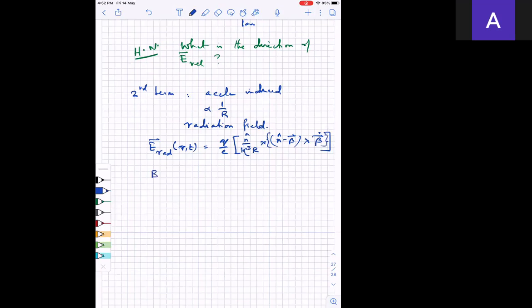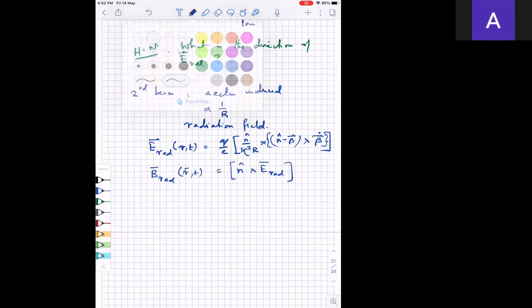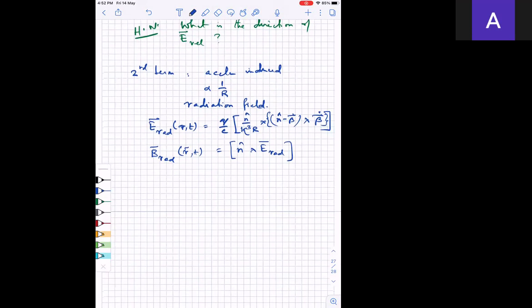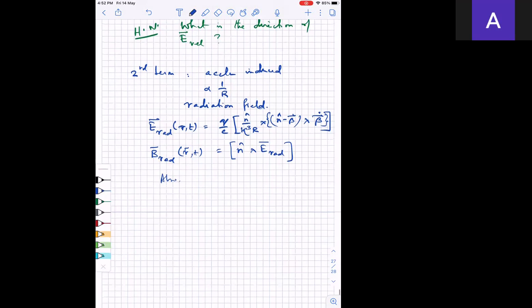And you have that, both the cases evaluated at the retarded time. And the last thing is that if you look at the actual value of the magnitude of the E_rad, you know this already. Your B_rad, let's see here.